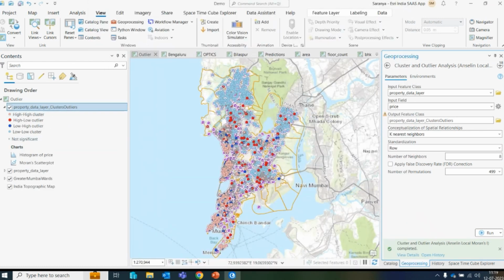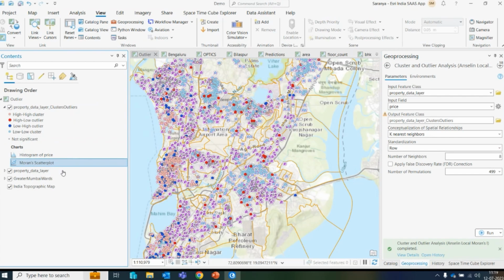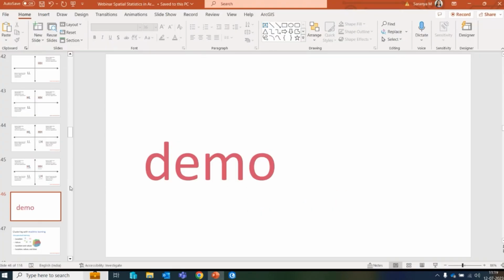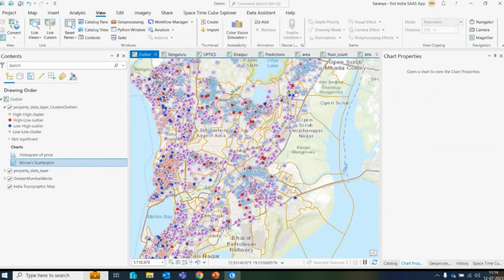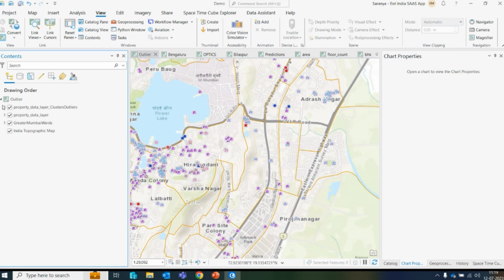And here you can see we have high, low, high, and low cluster. It also gives you a very good Moran's scatter plot. So what we just saw in this slide, it's the same plot presented in ArcGIS Pro. So low high clusters. So this could be a property which is low priced, surrounded by neighborhood properties which are high priced. So you can see if this analysis would be useful to you.